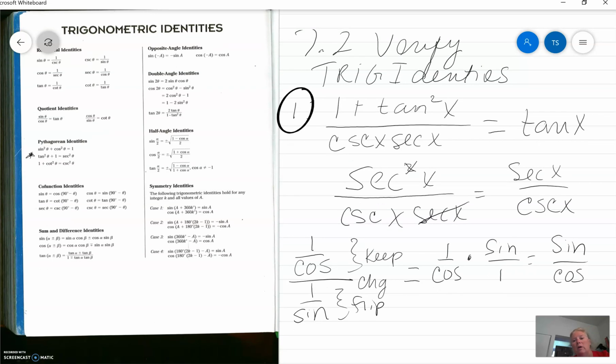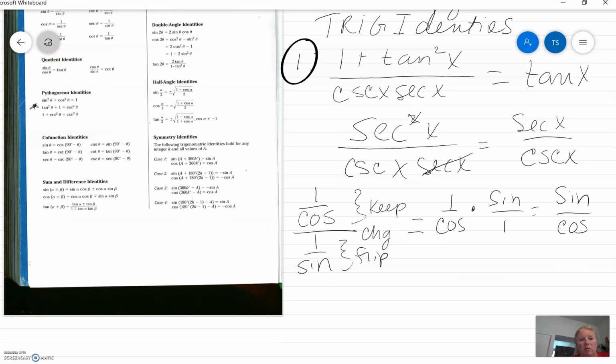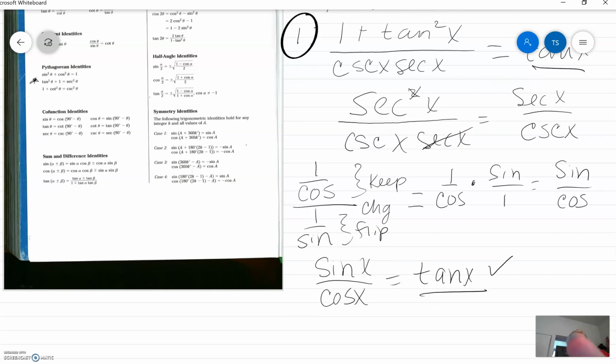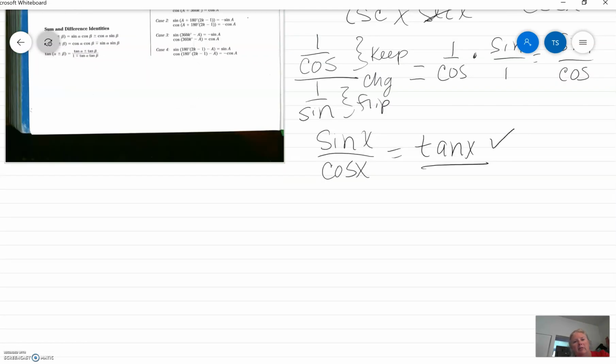What does sine over cosine equal according to our quotient identities? Well, sine x over cosine x is definitely tangent x. We have just verified it. Next example.